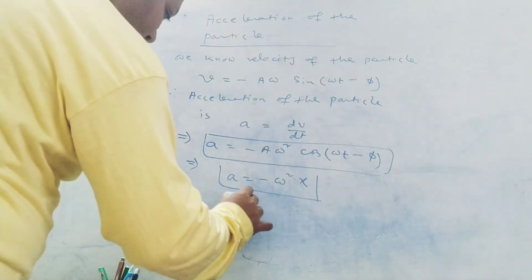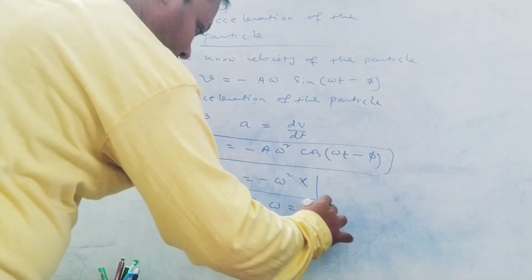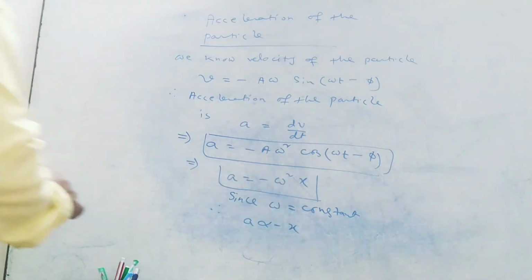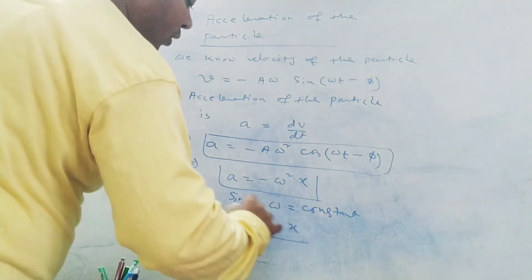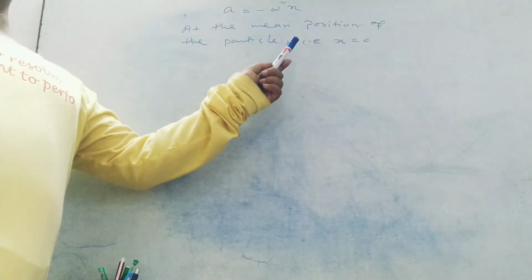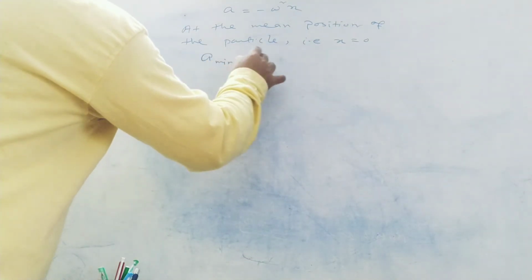Since omega is equal to constant, therefore we can write a directly proportional to minus x. This is the definition of S.H.M. At the mean position of the particle, that is at x equal to 0, we can write the acceleration of the particle will be minimum and it will be 0.